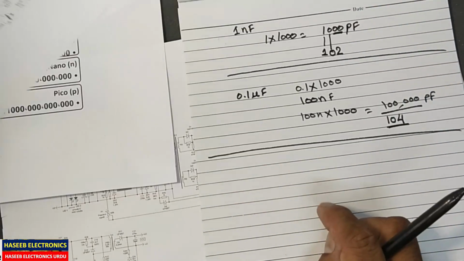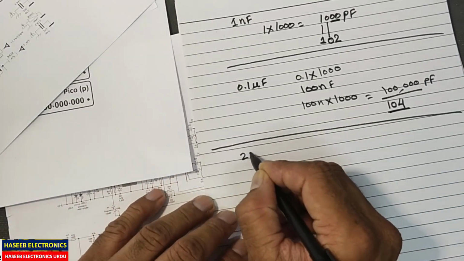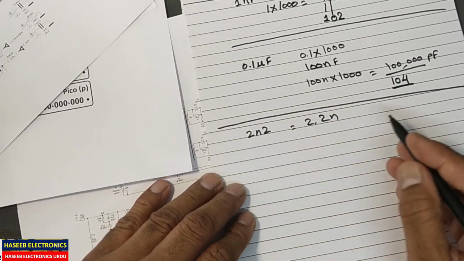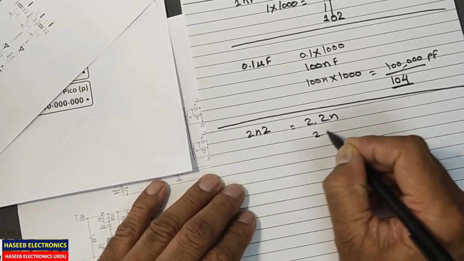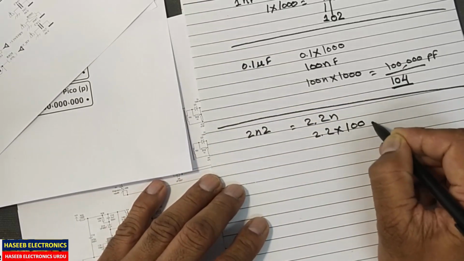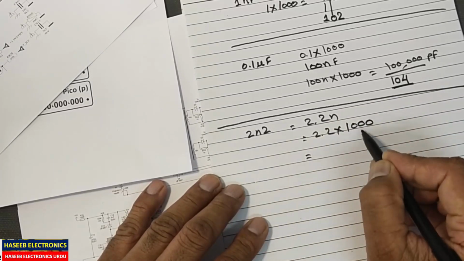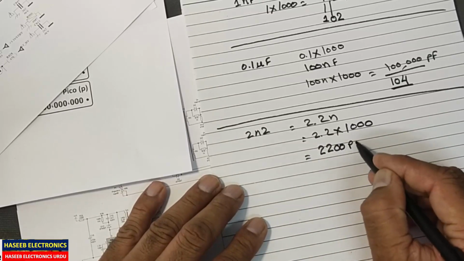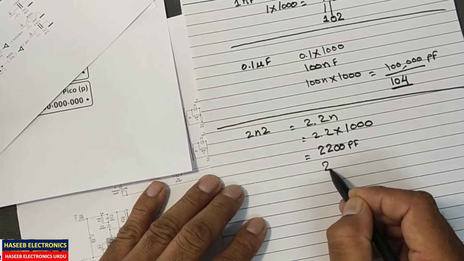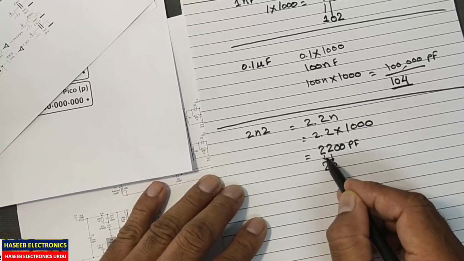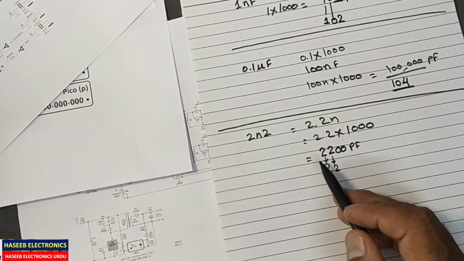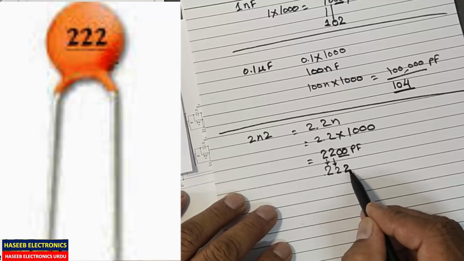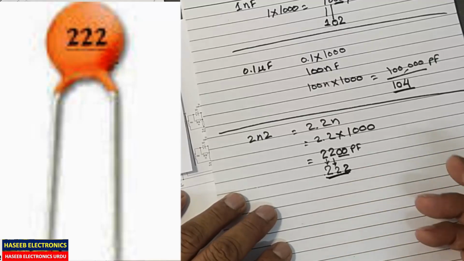Similarly, here I have 2 and 2. Let's convert this 2 and 2. It is 2.2 nanofarad. Convert into pico. 2.2 multiplied by 1000, so it is 2200 picofarad. The first two digits at the left will remain the same, then the number of zeros. 222 is the PF code.